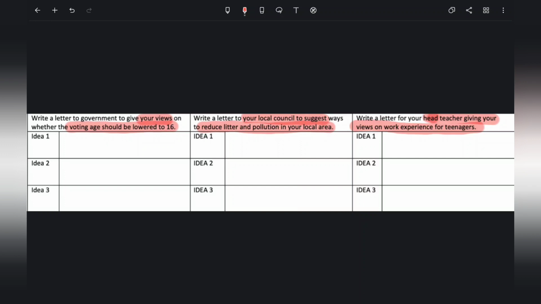If you are unsure on how to write a letter, I have done a video on how to structure a letter for your GCSE English language exams, regardless of your exam board. So do click below to find out more.